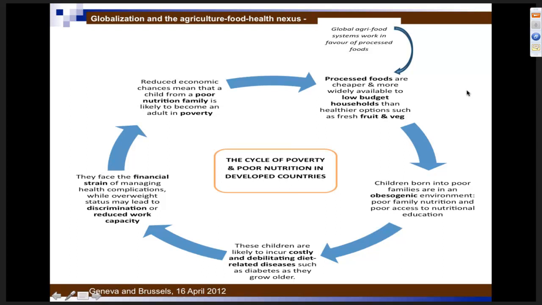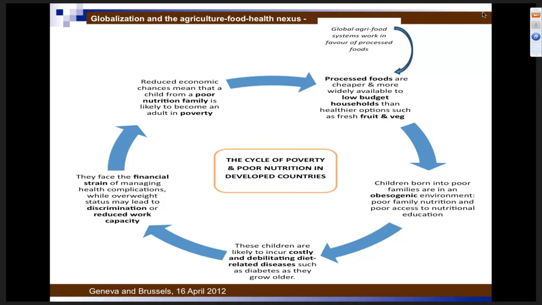In developed countries, in rich countries, and beginning with the right-hand upper part of this scheme, processed foods being cheaper, they are more widely available to the low-budget households, and these households therefore renounce healthier options consisting of more fresh fruits and vegetables. Children born within these households live in what we call an obesogenic environment, with poor nutritional habits and poor access to nutritional education.